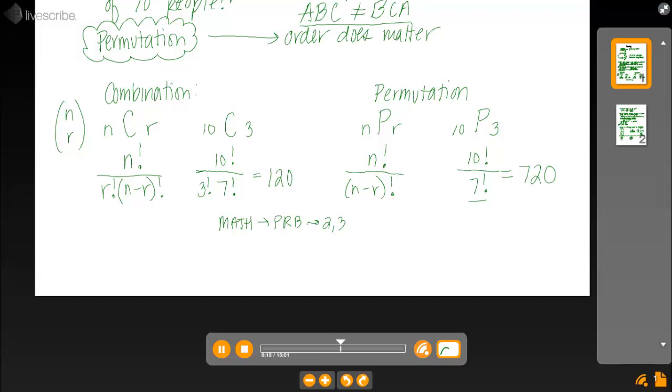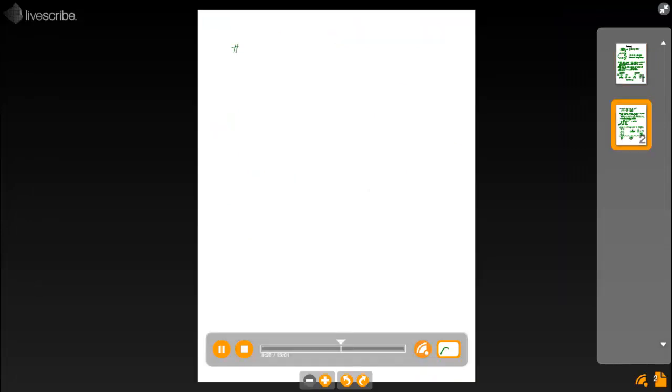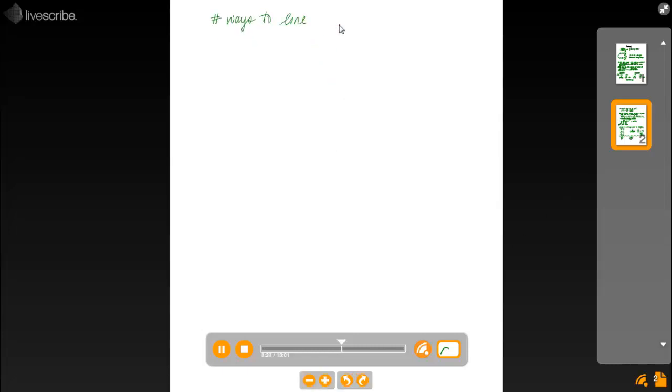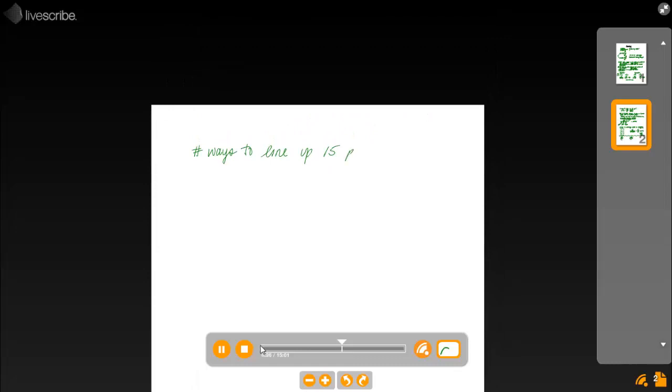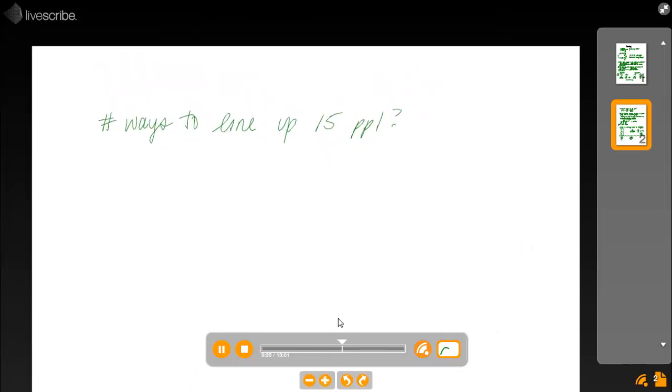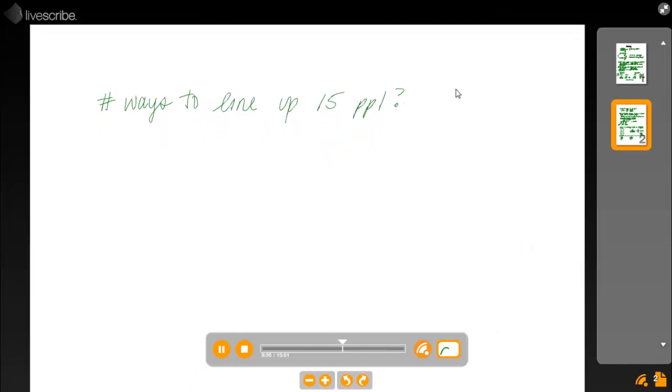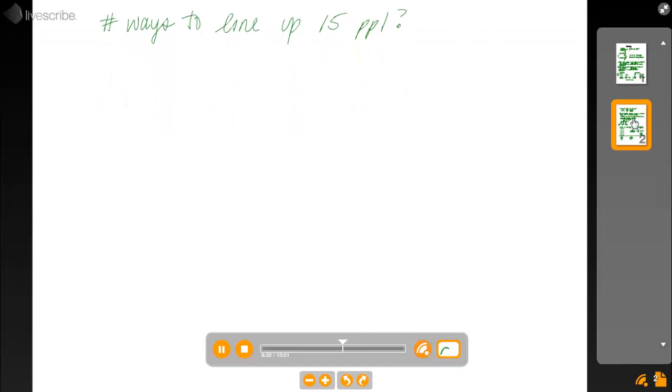Let's just do one other interesting example. What is the number of ways to line up 15 people? So what if I'm not selecting a certain group out of them? What if I just want to line them all up? Well, you could still think of this, order definitely makes a difference, as a permutation. We have 15 things, and we're taking all 15, 15P15, to line them up in a specific order.